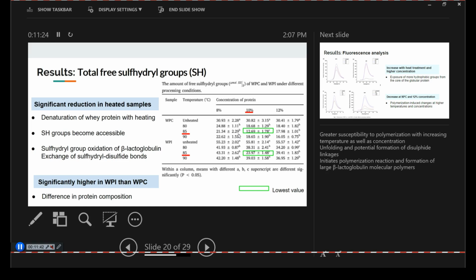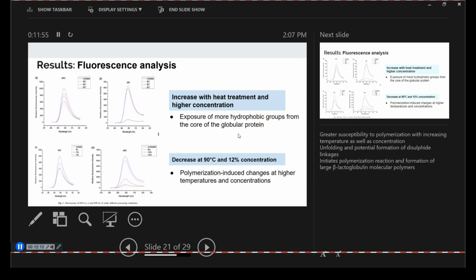Also, the content of free sulfhydryl groups was higher for whey protein isolate as compared to concentrate, mainly due to the difference in the protein composition in terms of the ratio of alpha-lactalbumin and beta-lactoglobulin. In the table, we can see that the lowest value is for 10% protein concentration and 85 degrees Celsius heating temperature. And you will continue to see this trend of 10% protein concentration and 85 degrees Celsius for other results later in the presentation too.